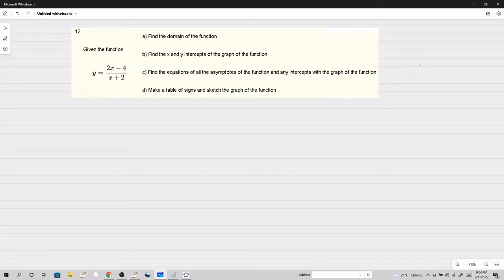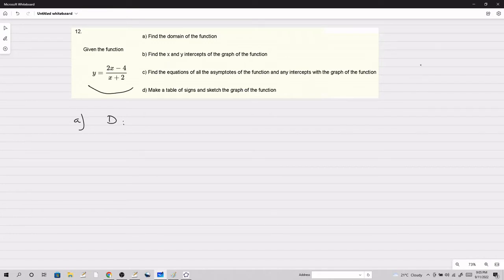In this video, we are going to study the rational function (2x - 4)/(x + 2). We are going to find its domain, x and y intercepts, the asymptotes, and then make a table of sign and then sketch it. So let's start with domain.